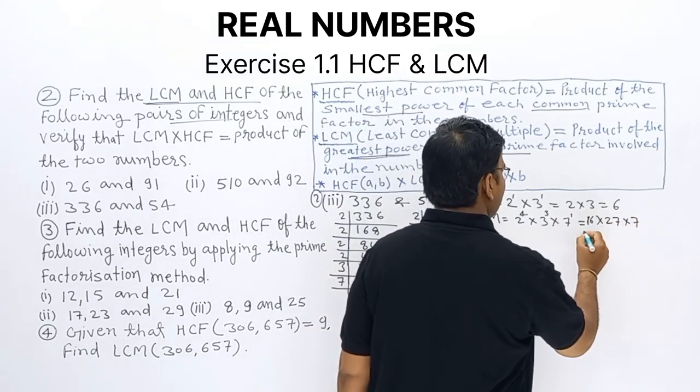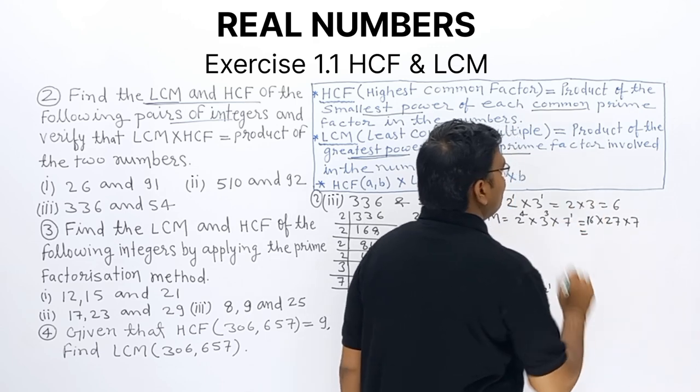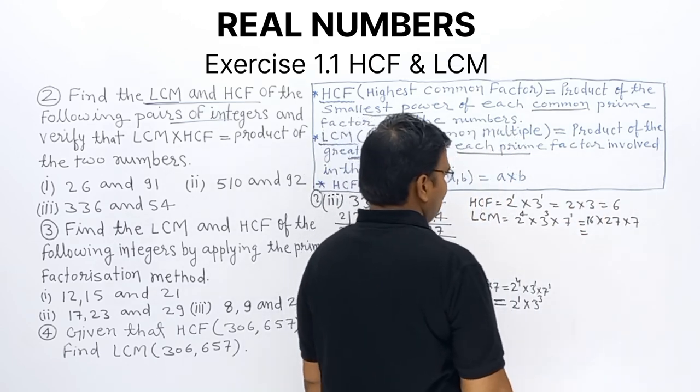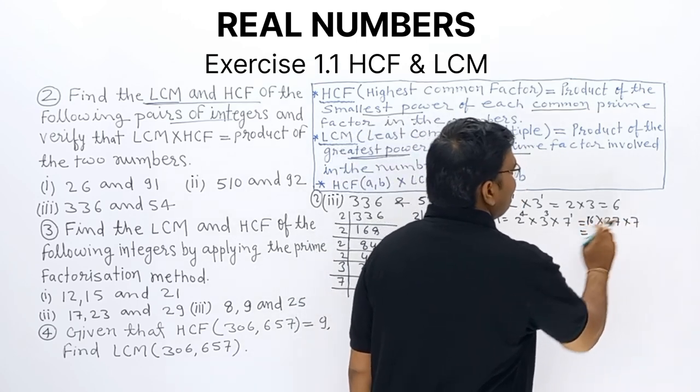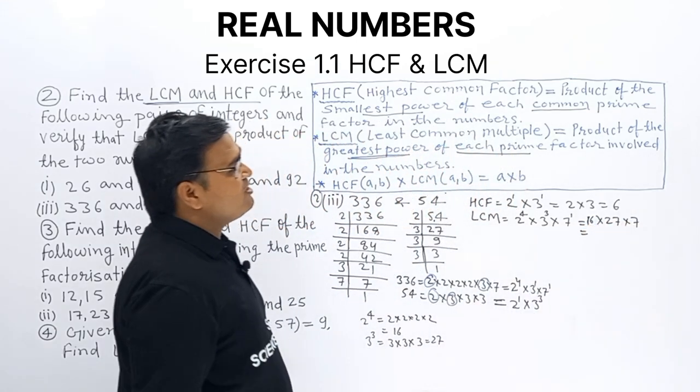Now do the multiplication. We want multiplication. First, 16 7 जा. 16 7 जा what? 16 7 जा.